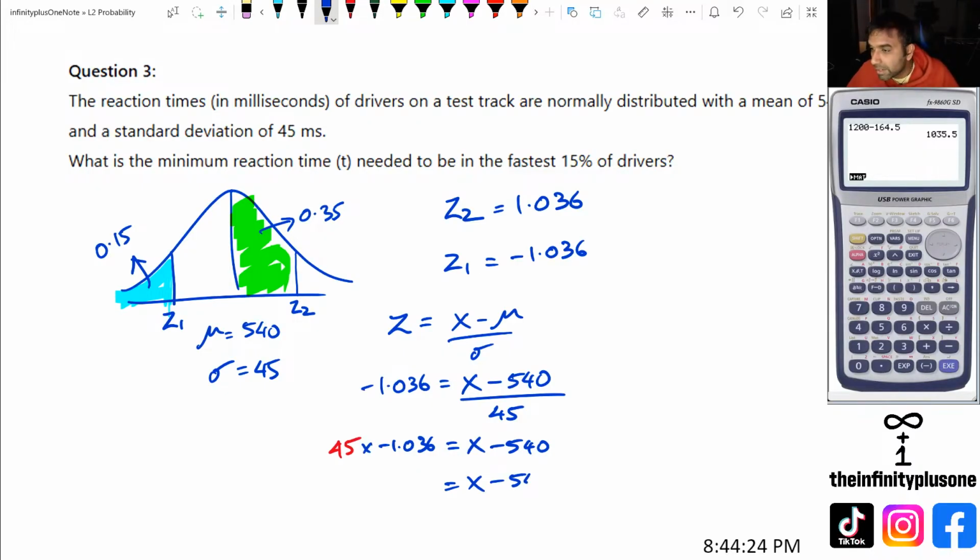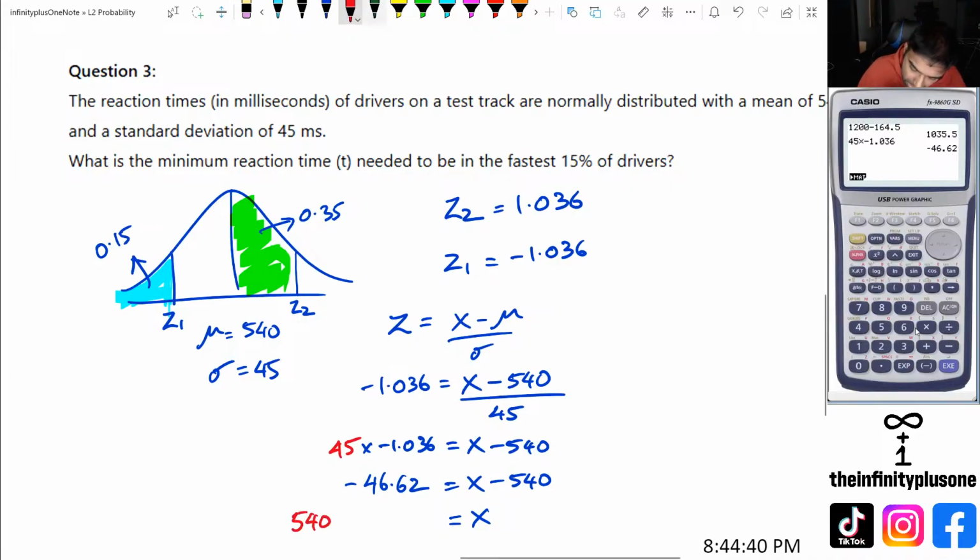And then I could actually do this, which is 45 times negative 1.036. So that's going to give me negative 46.62. And then bringing the 540 across to the other side, it becomes positive. So 540 take away 46.62. That gives me a value of 493.38. Now let's see if we're actually correct.